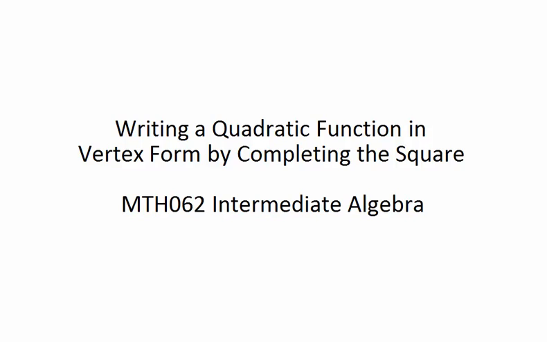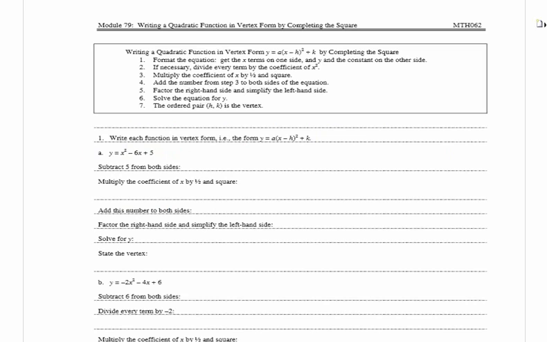In this video, we're going to be writing a quadratic function in vertex form by completing the square. And the steps for writing a quadratic function in vertex form, y is equal to a times x minus h squared plus k, by completing the square are: 1. Format the equation. 2. If necessary, divide every term by the coefficient in front of x squared.